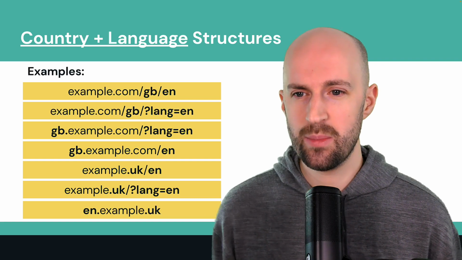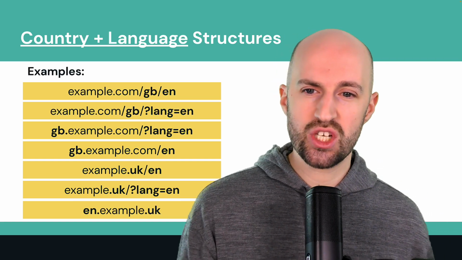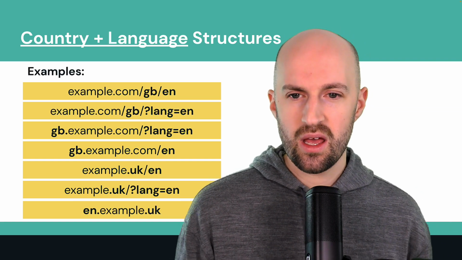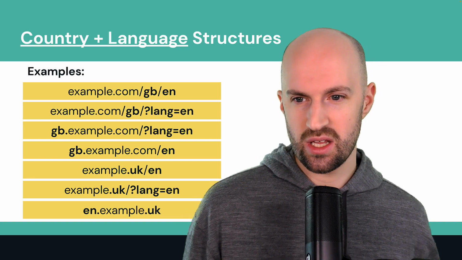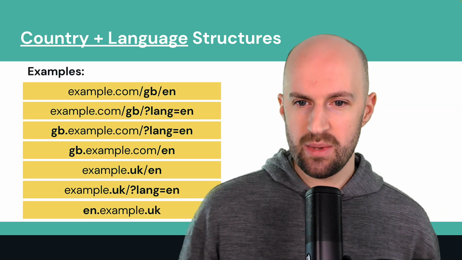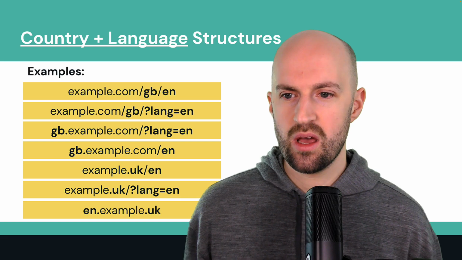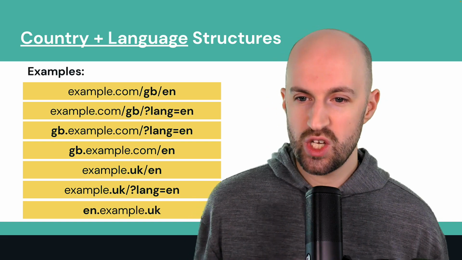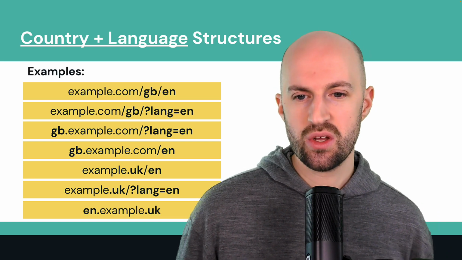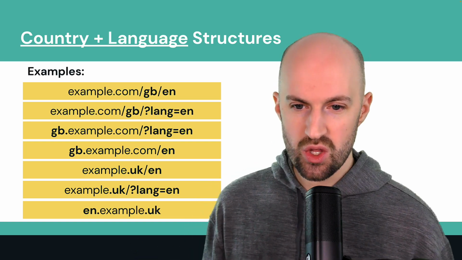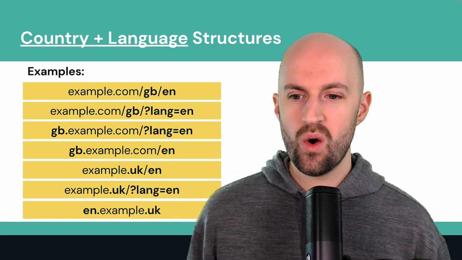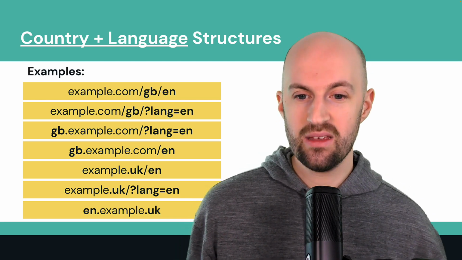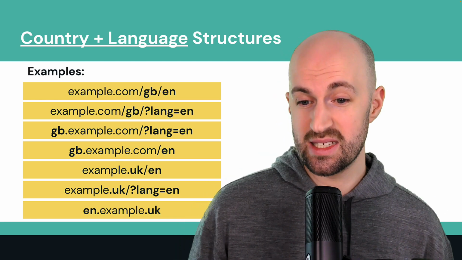So you can have, for example, example.com/gb, so targeting England, and /en, or /gb and then the language, or gb.example.com and the parameter, or gb.example.com/en, or .uk/en, or .uk?lang=en, or en.example.uk.